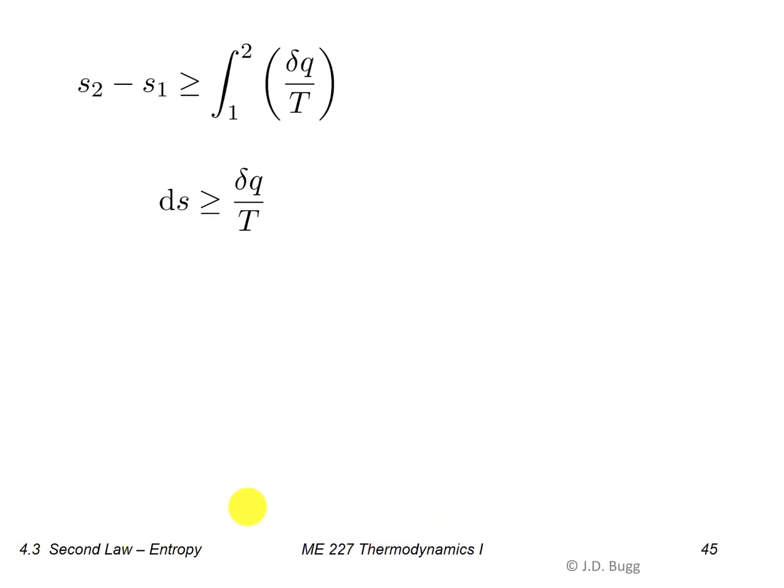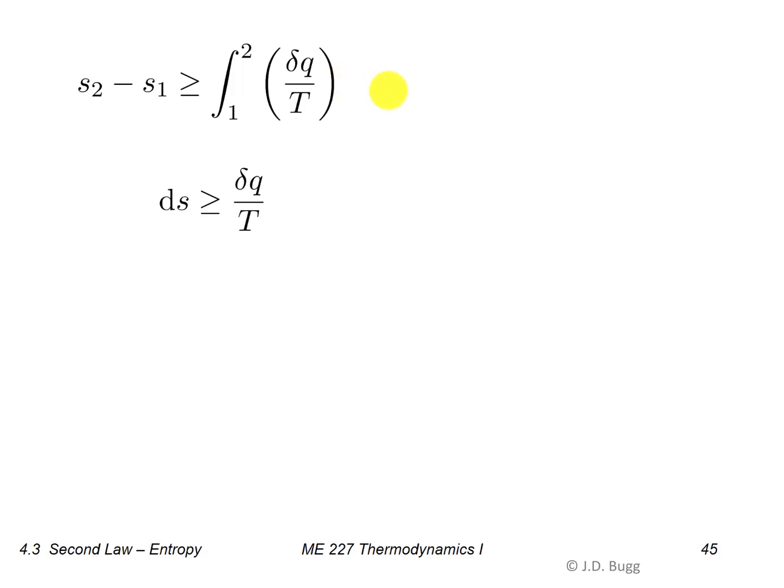Well, how can we use this? So this is just the same equation over again. Here I'm just showing that in differential form. So this is true for the entire process from 1 to 2, but if we look at a small segment of that process, or of any process, we know that dS has to be greater than or equal to delta Q over T. So this is just the differential form of this equation.